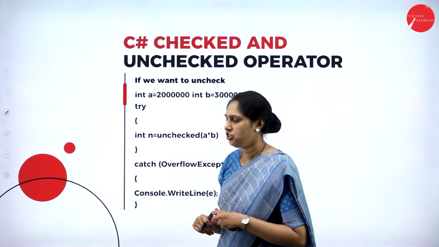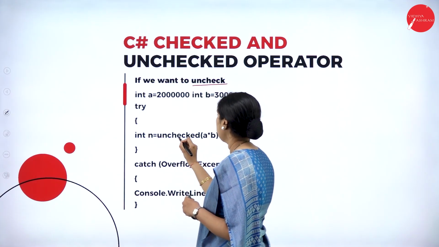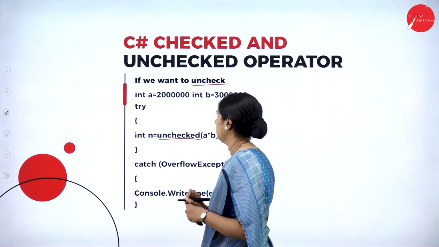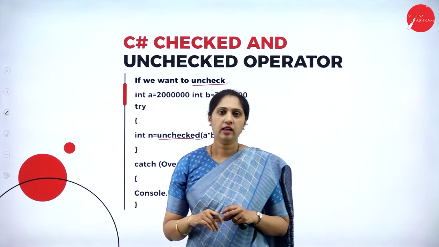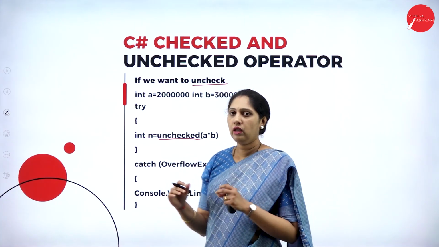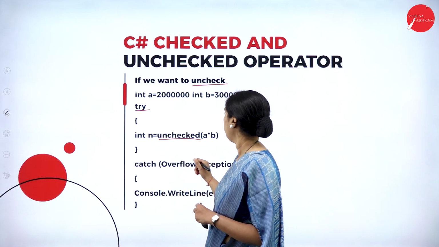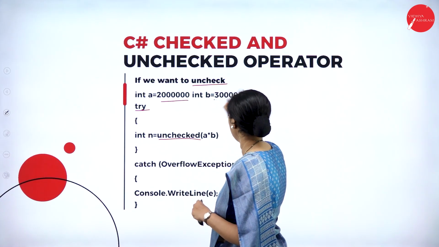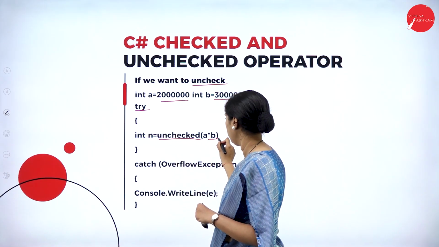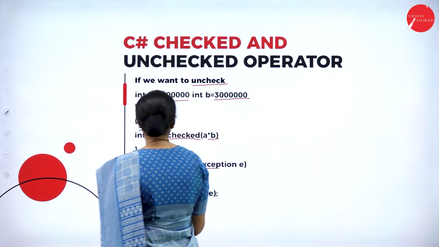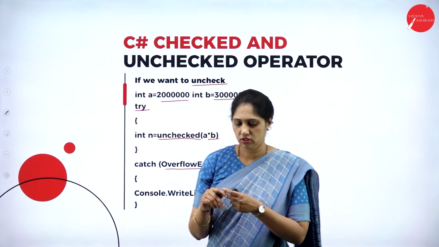Next, what about unchecked? If you want to uncheck it, we don't say checked; we use the keyword unchecked. So checked and unchecked are used to handle the stack overflow. I should use it inside my try block. Inside the try block, the same numbers A and B are there, and I use unchecked and multiply A into B. If there is an exception, we come into the catch and display the overflow exception message.